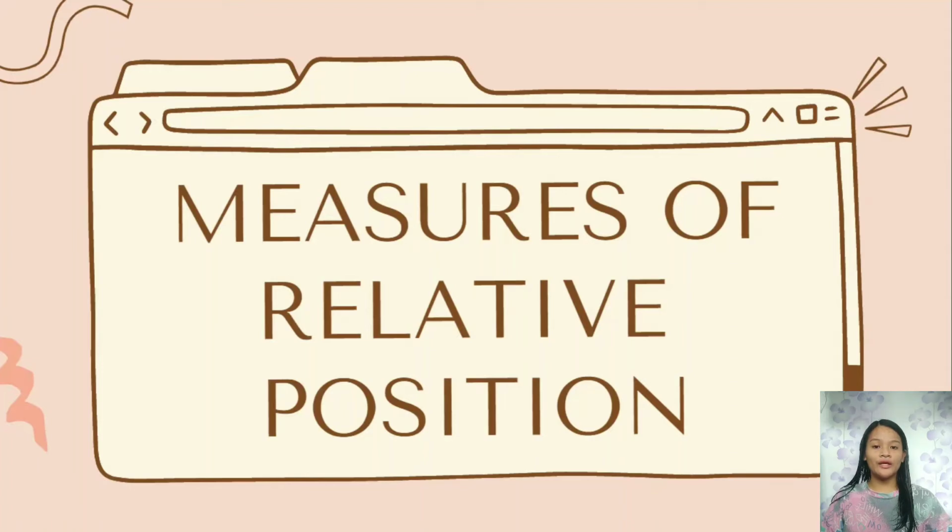The topic for today is all about measures of relative position. There are three common measures of relative position, and these are the quartiles, deciles, and percentiles, where quartiles divide data into 4 equal parts, deciles divide data into 10 equal parts, and lastly, percentiles divide data into 100 equal parts.